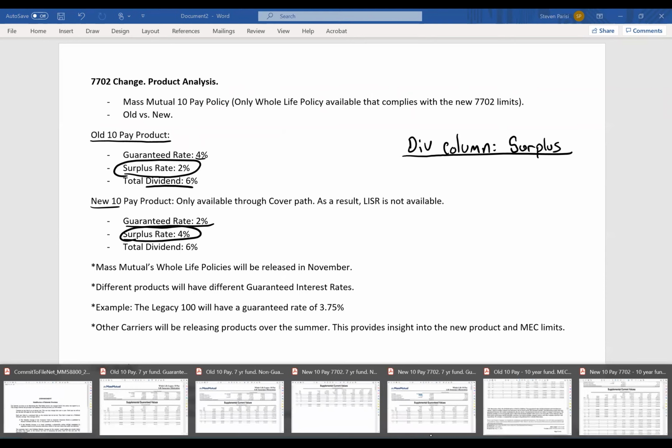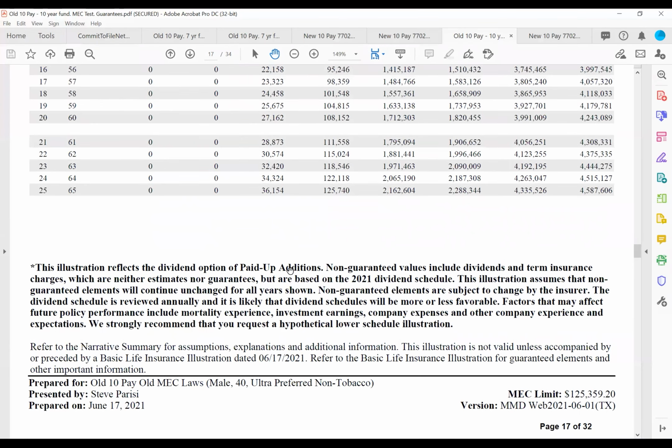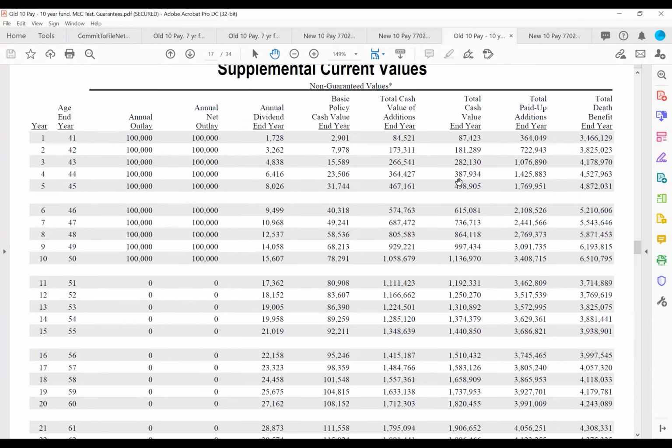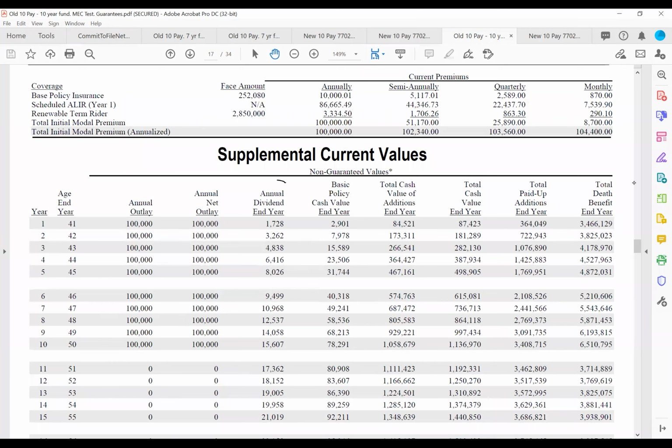So to provide some more clarity here we've got the old 10-pay product. This dividend column, common sense would tell me, hey, MassMutual's dividend rate is 6%. So this dividend column should show a 6% rate. I mean, it says dividend. And this is not just MassMutual. All companies do this. That's not the case. What the dividend column represents here is a surplus rate.